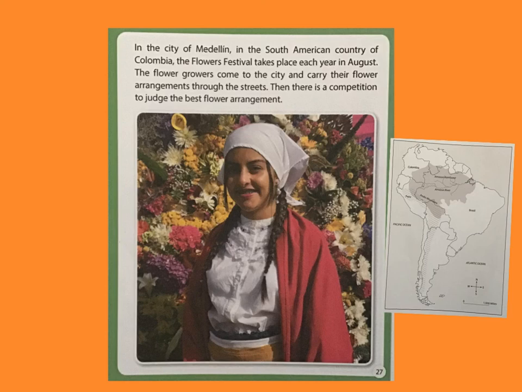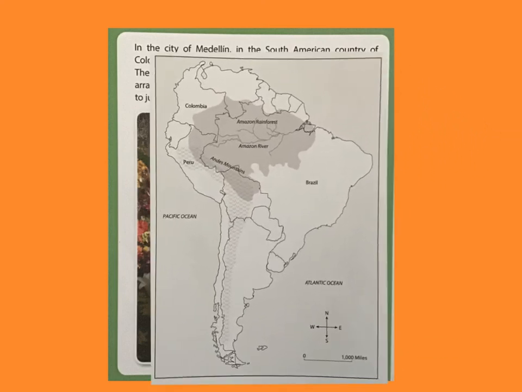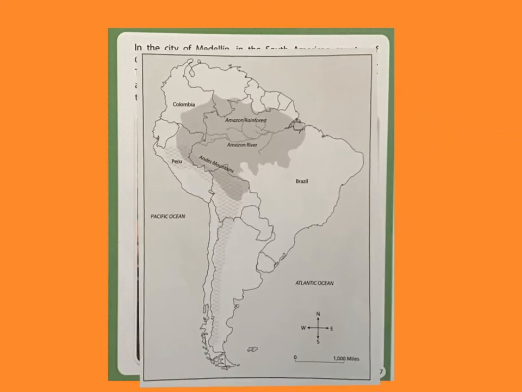So let me show you where Colombia is on the map. And I'll show you where they have this flower festival. So Colombia, if you look here, here's the border of Colombia. So Colombia is all in this area. That's where the flower festival takes place.